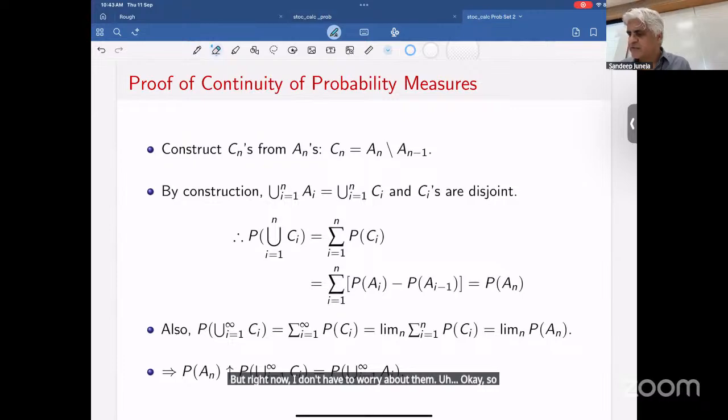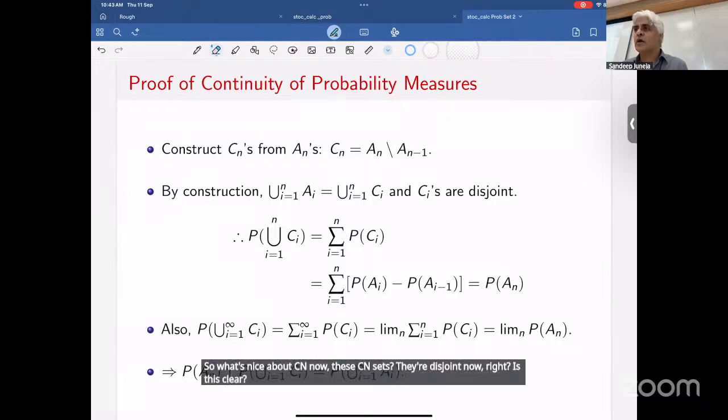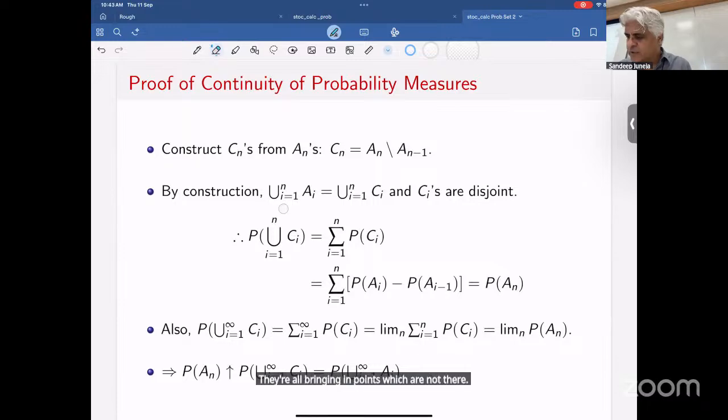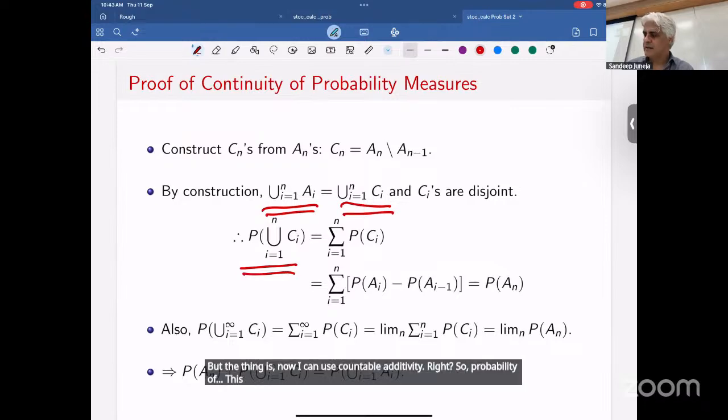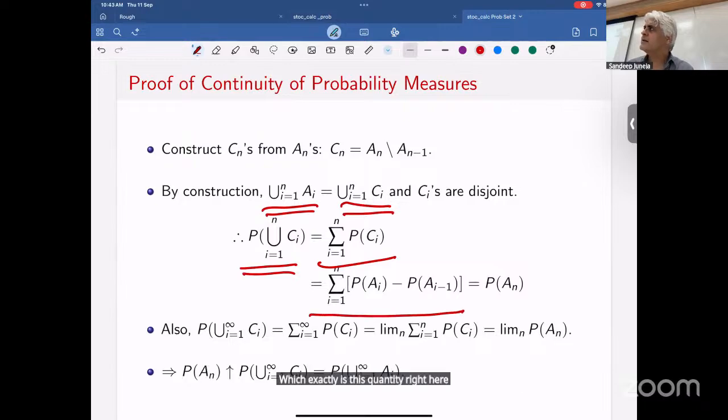Okay, so C_n is defined as follows. What's nice about the C_n sets? They're disjoint now, right? Is this clear? They're all bringing in points which are not there. And the union of A_i for i equal to 1 to n is just A_n, but that's also your union of C_i, i from 1 to n. But now I can use countable additivity, right? So the probability of this union is just the summation of these probabilities, which is exactly this quantity right here. So nothing much being said here. A_n is exactly this set. So far so good.